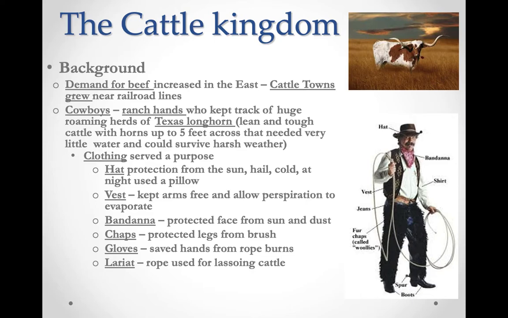Their vests kept their arms free to allow them to perspire and to have their perspiration evaporate under the hot sun of the Great Plains states. Their bandana protected their face from sun and dust. Their chaps protected their legs from brush and other plants as they marched the cattle through the field. Their gloves helped to keep their hands protected from rope burns. And their lariat, the rope of a cattle rancher or a cowboy, was used for lassoing cattle and directing them in the direction they wanted them to go on a cattle drive.